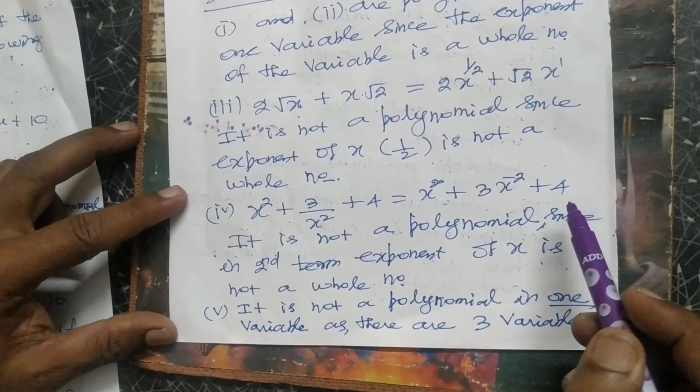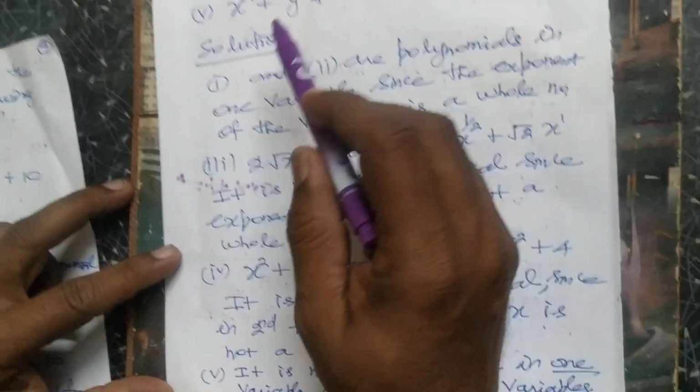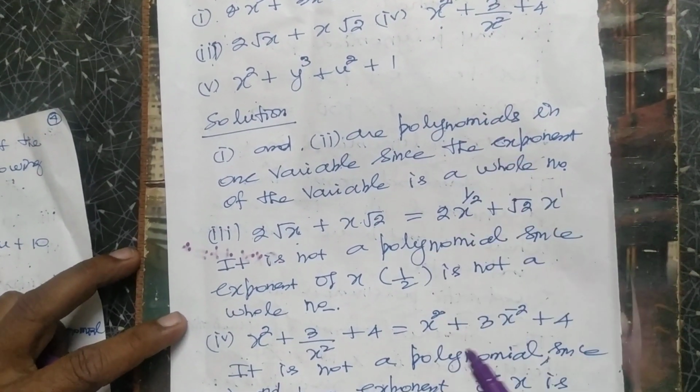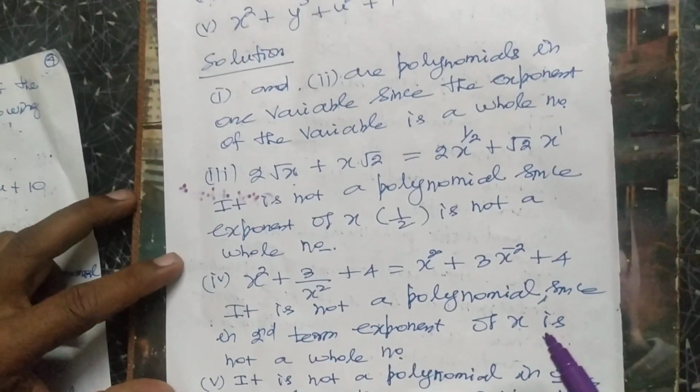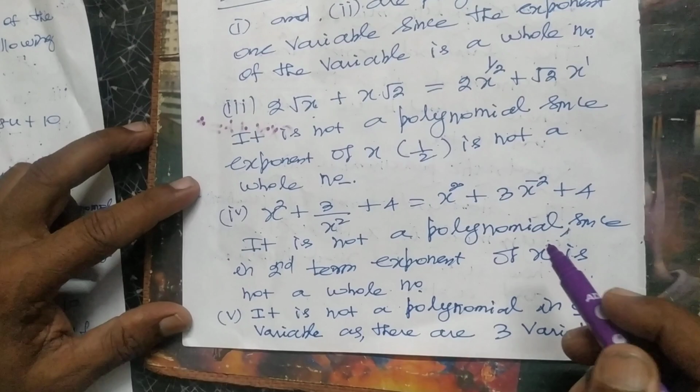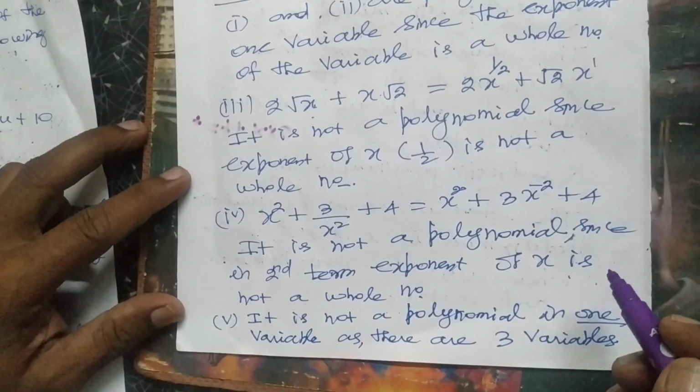The fifth one, it is a polynomial, of course. It is in 3 variables. But the question is what? Polynomial in 1 variable. It is not a polynomial in 1 variable. Of course, it is a polynomial in multiple variables.